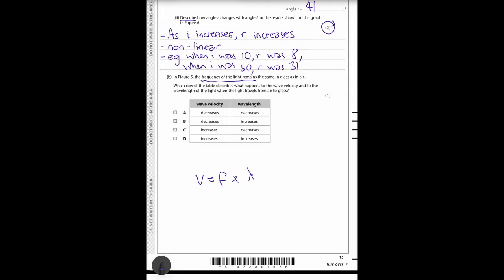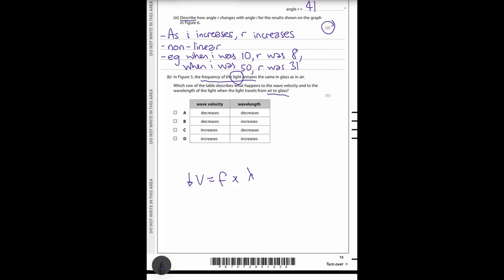And then, because it's light, I've got to know what happens to light when it goes from more dense to less dense, or less dense to more dense. In this case, it's going from air to glass, so from something less dense to something more dense. Therefore the velocity is going to slow down because it's light. When it goes into more dense, it slows down. If it's sound, it's the other way around. So that's something they might try to trick you on.